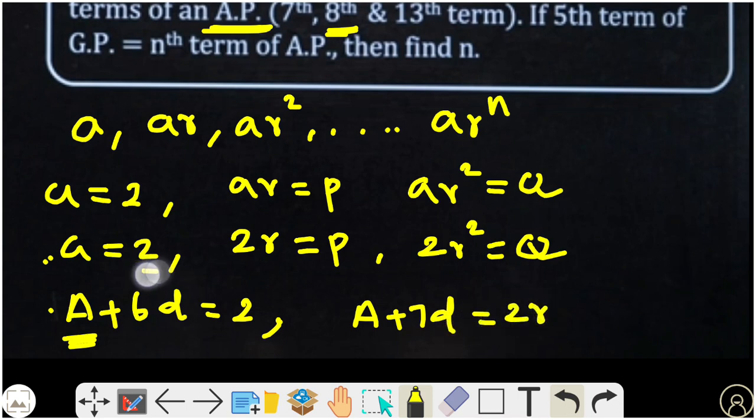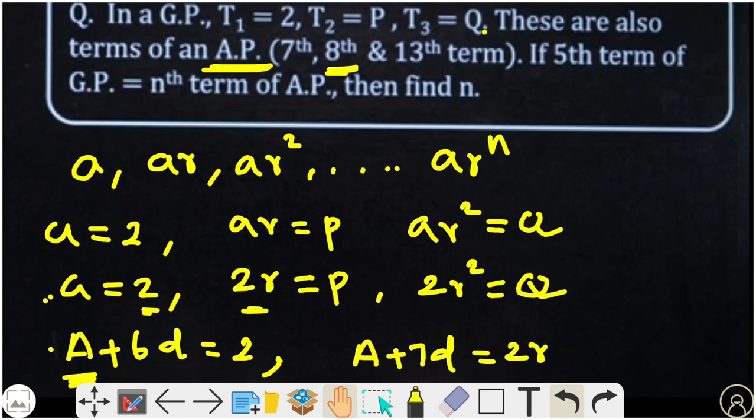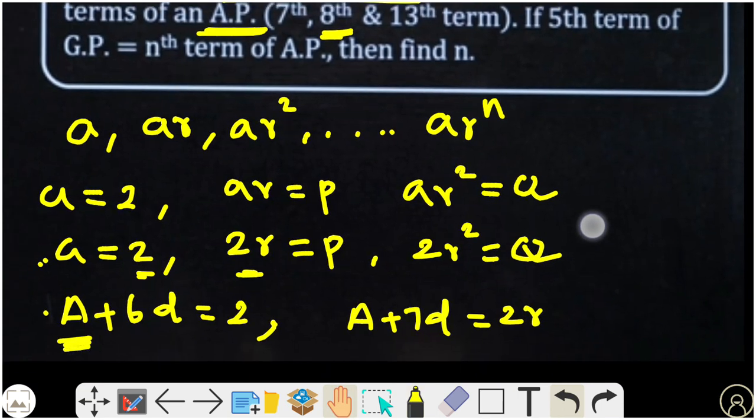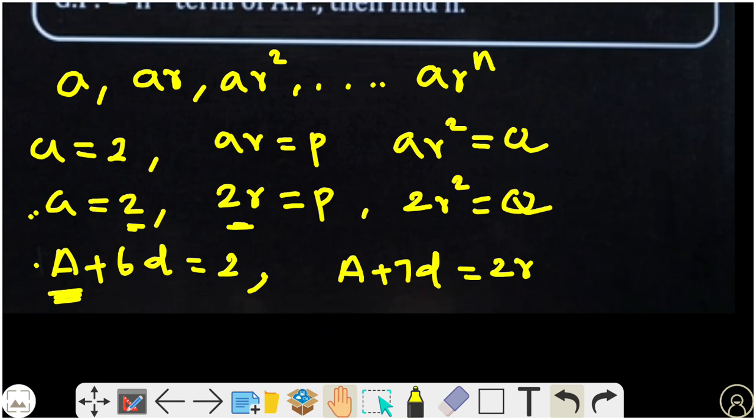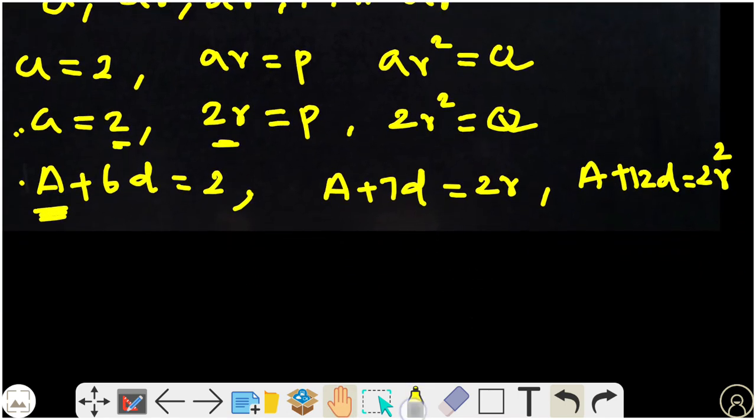So why am I equating 2 and 2r? That is the term which is equal in the GP also. So that's why I am equating the 7th, 8th and 13th terms to 2, 2r and 2r square. Next, the 13th term is A plus 12d, which is equal to this time what? 2r square. Okay, so now we will get 3 different equations.